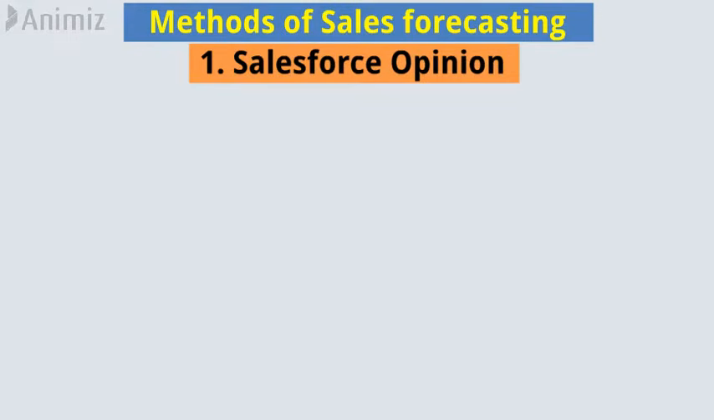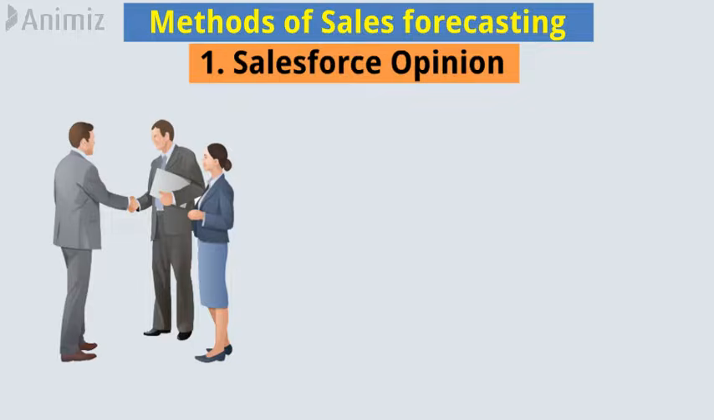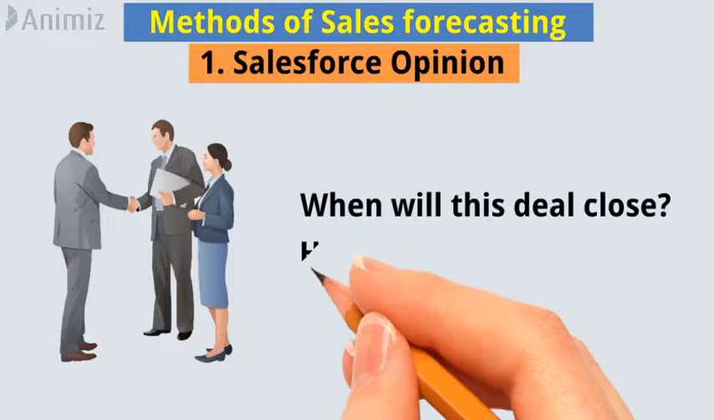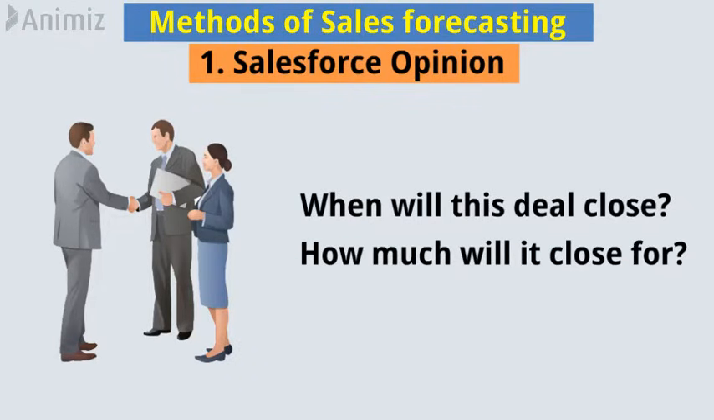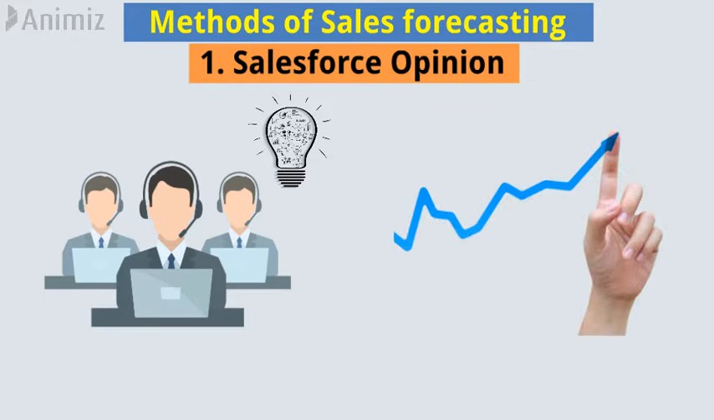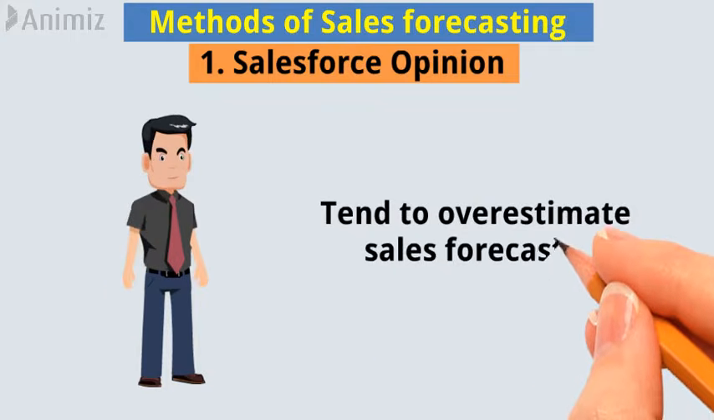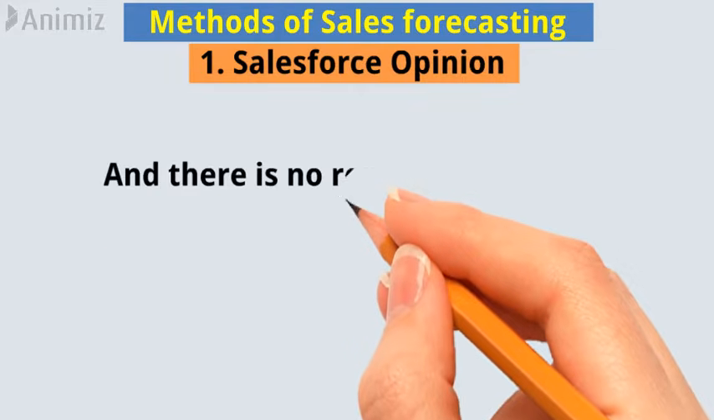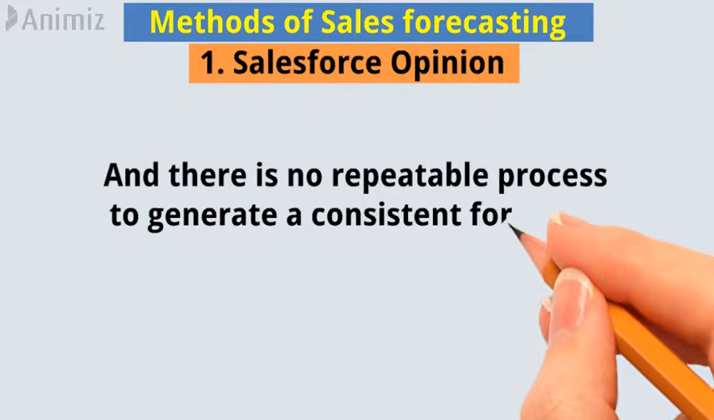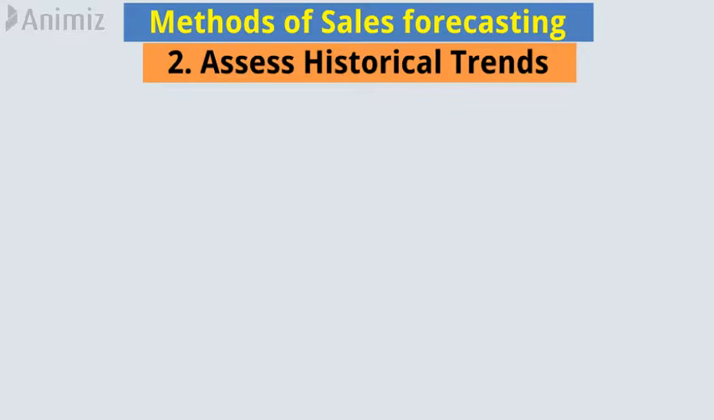1. Salesforce Opinion. Sales managers generally ask their representatives, when will this deal close, and how much will it close for? Sales agents are in touch with the consumers and possess expert knowledge about future demand or trends. But sometimes sales reps tend to overestimate sales forecasts, and there is no repeatable process to generate a consistent forecast with this method.